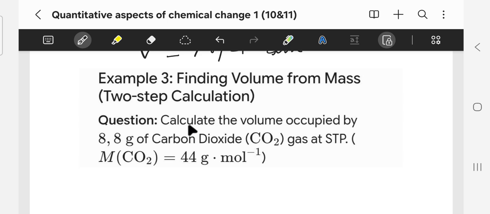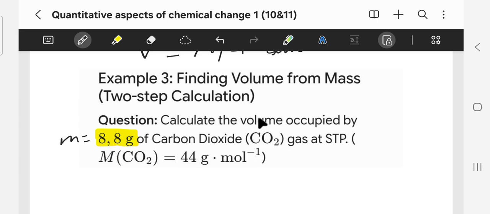The question says we have to calculate the volume occupied by 8,8 grams of carbon dioxide gas at STP. And the molar mass of carbon dioxide has already been found for us. It's 44 grams per mole. I want you to know something, guys: every time you are given mass, and I'm not talking of molar mass in this case, I'm talking of mass as in the small letter m, which is measured in grams, you must know that you are going to have to find the number of moles.